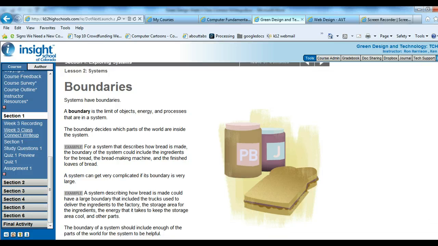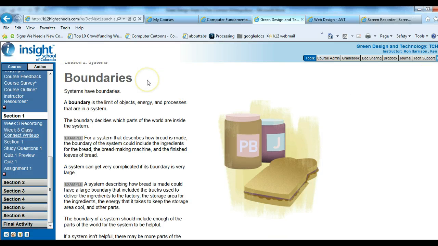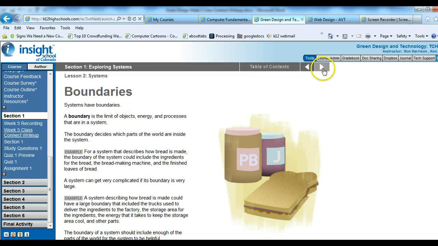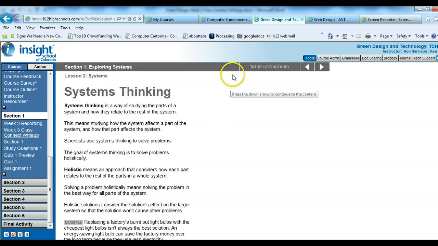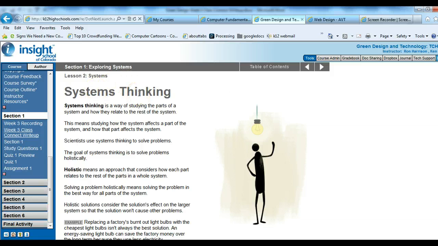Boundary. So systems have limits. That's what a boundary means, a limit. So it's the limit to the things that are in a system. So those are important because when systems are limited, then the output cannot be unlimited. There's a definite limit to the output too. So thinking on a system basis.